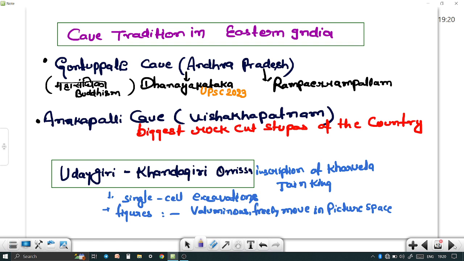Now the cave tradition which was followed in Eastern India. Buddhist caves were excavated in the coastal region of Andhra Pradesh and Orissa. Guntupalli cave is present in Andhra Pradesh. This cave was excavated in 200 BC.